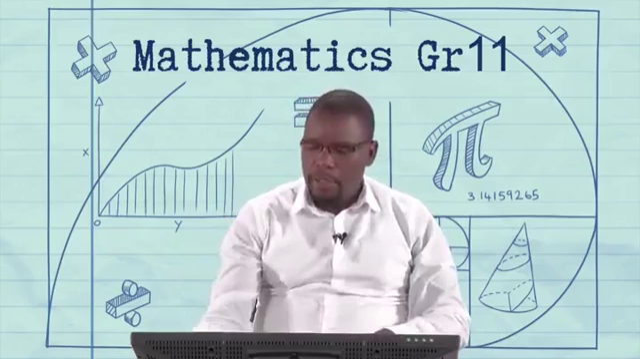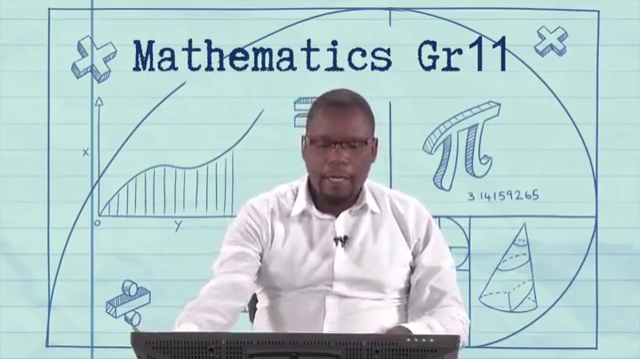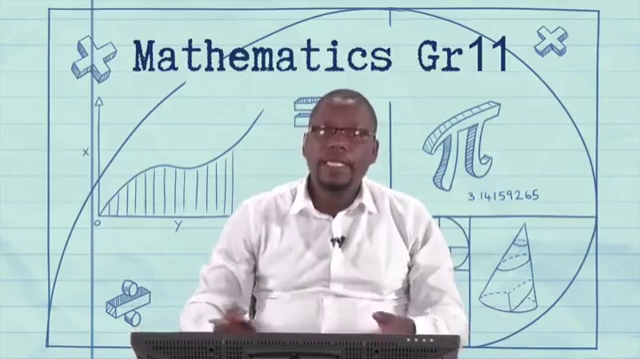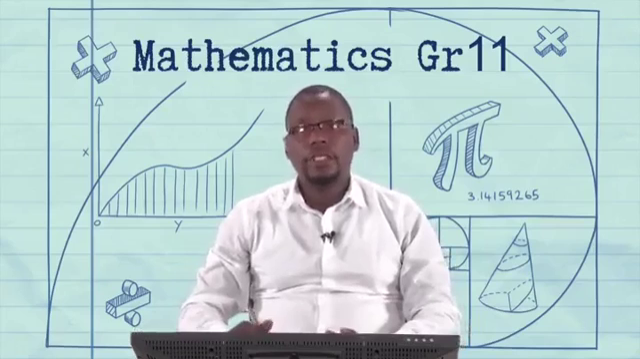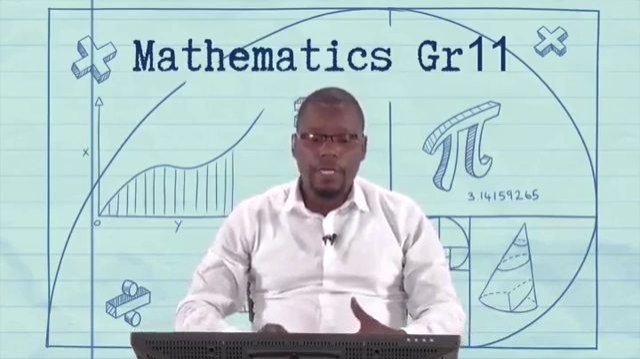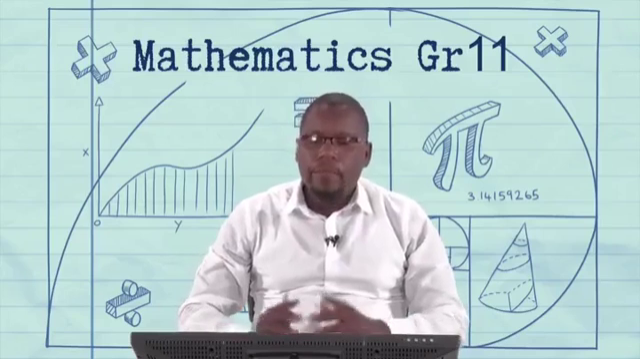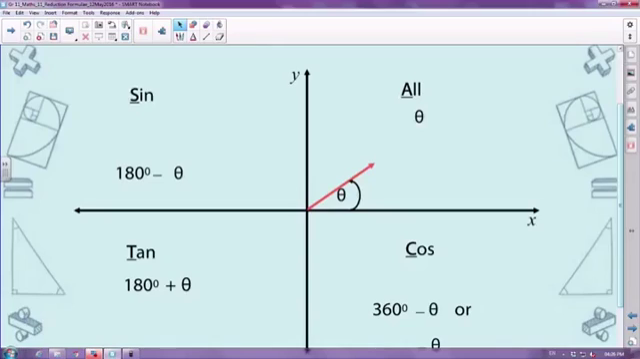All right. So today, as we will be busy doing the reduction formulae, please be reminded that your sine theta is opposite over hypotenuse, your cos is adjacent over hypotenuse, and your tan is opposite over adjacent. And then now, talking about your CAST diagram, we're looking at all four quadrants in grade 11.